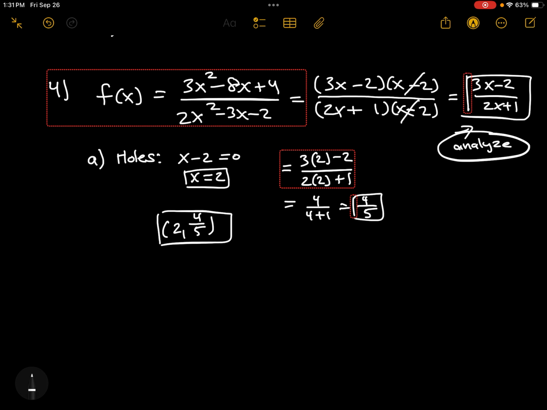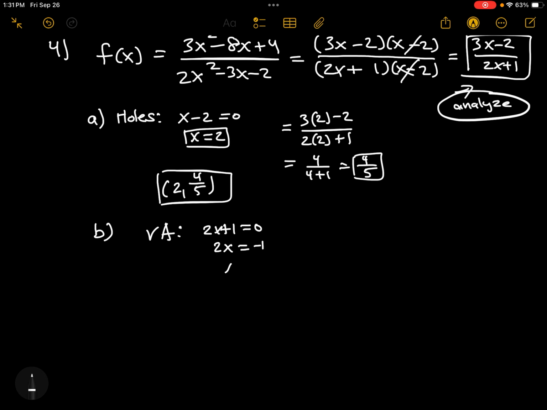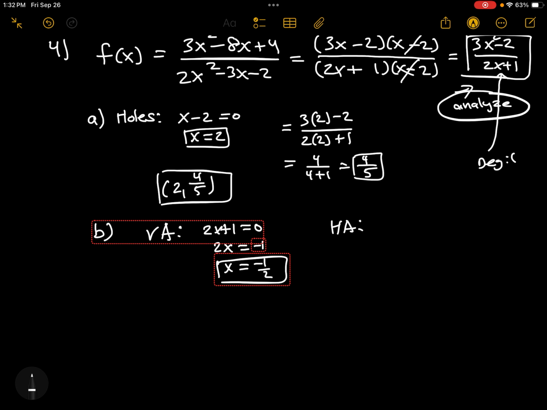Okay, so now going back to the VA, I'm not going to go back to the original function. I'm going to analyze the simplified function. So in other words, I'm only going to set 2x plus 1 equal to 0 and solve. I'm going to get x equals -1/2 as my VA. And then to get the HA, I need to compare the degrees. Again, I'm using the simplified function. So notice the degree of the denominator is 1. The degree of your numerator is also 1. So 1 equals 1, right?